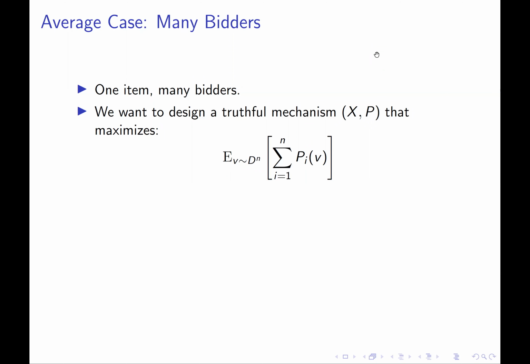And there's a question: is it possible for a non-truthful mechanism to maximize revenue? Its equilibrium could be more complex to characterize, but there could be non-truthful equilibria that yield higher revenue than truthful mechanisms. Is that ever the case? So that's a good question.